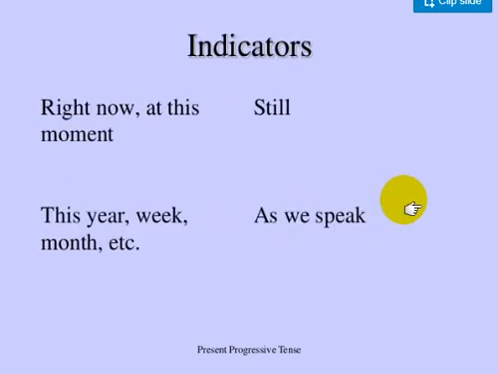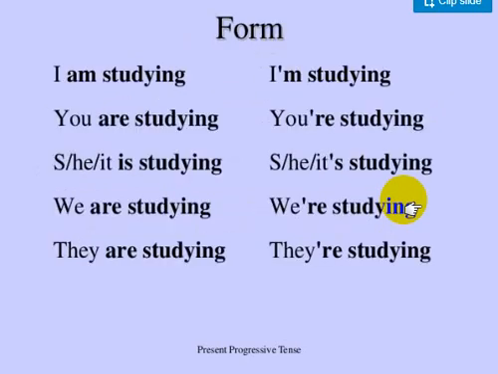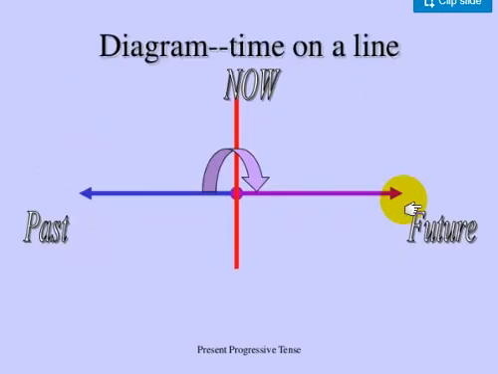Indicators, of course: right now, at this time, at this moment, still, I am still doing my homework. This year, this week, month, etc. As we speak. Form: am or is or are according to the subject, and verb and ing, and so on. And of course, on the time diagram, it is in the middle, something now or around now.